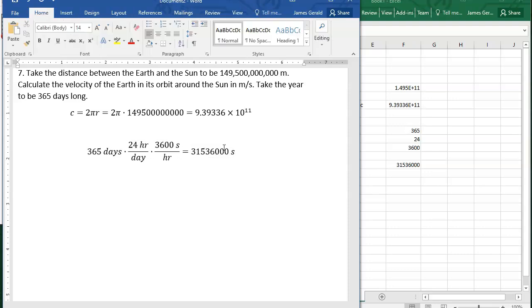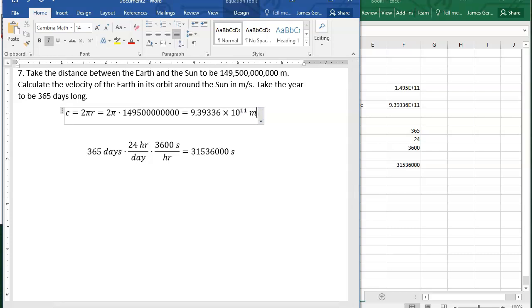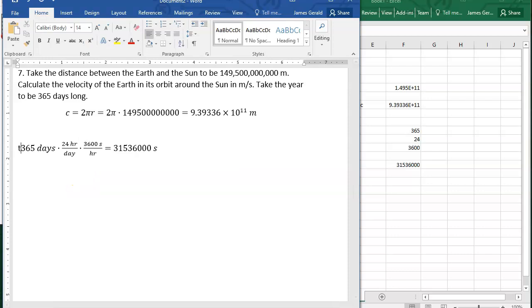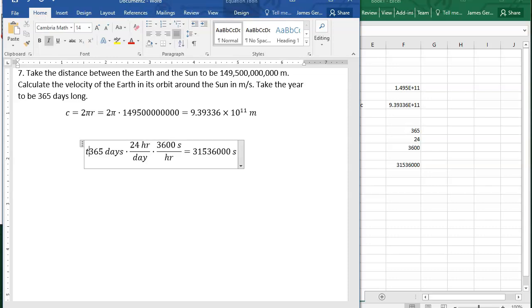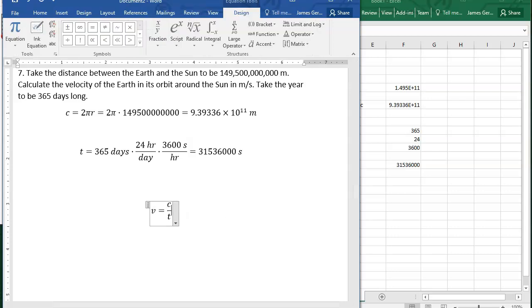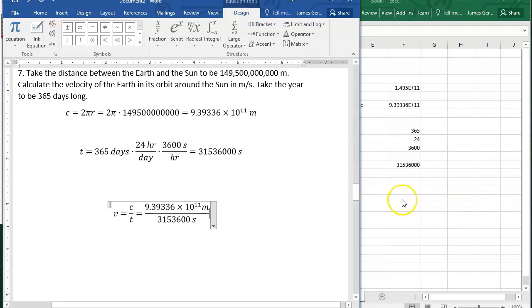seconds. Oh, and up here, my apologies, we have meters. Now we're after the velocity in meters per second. Well, we have this time, and the velocity is just going to be distance over time. So we need this 9.39336 times 10 to the 11th meters divided by 31,536,000 seconds.